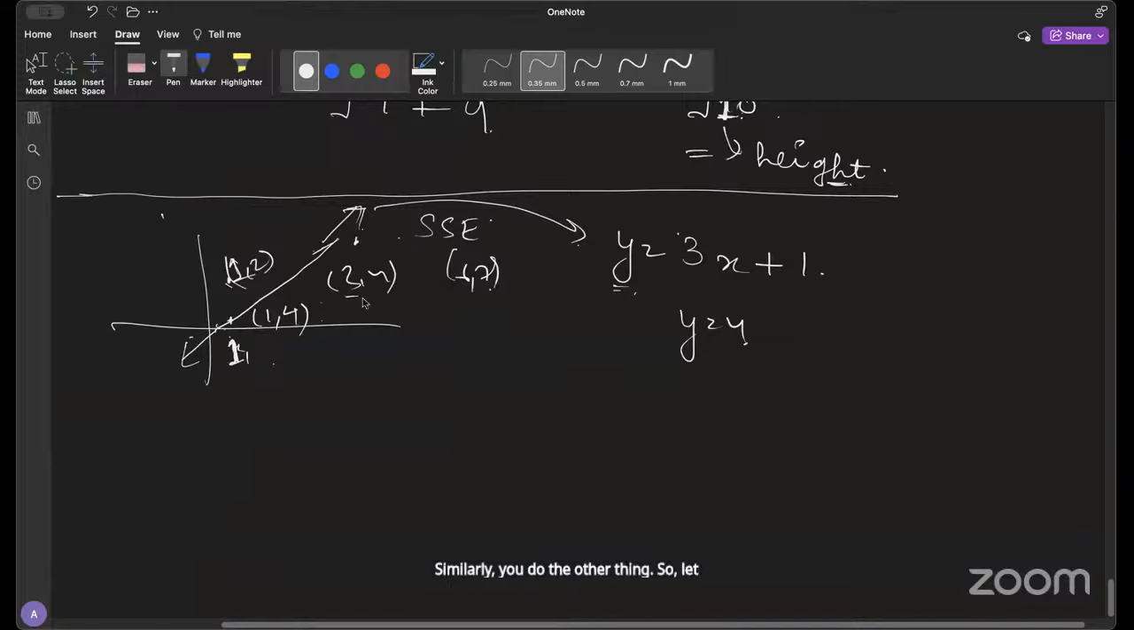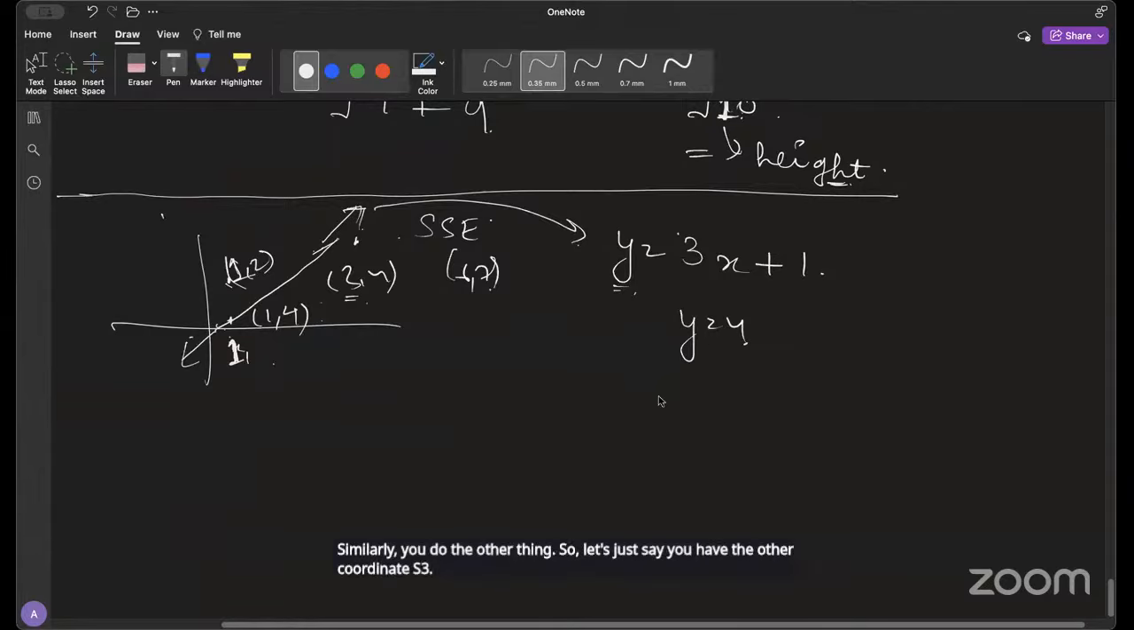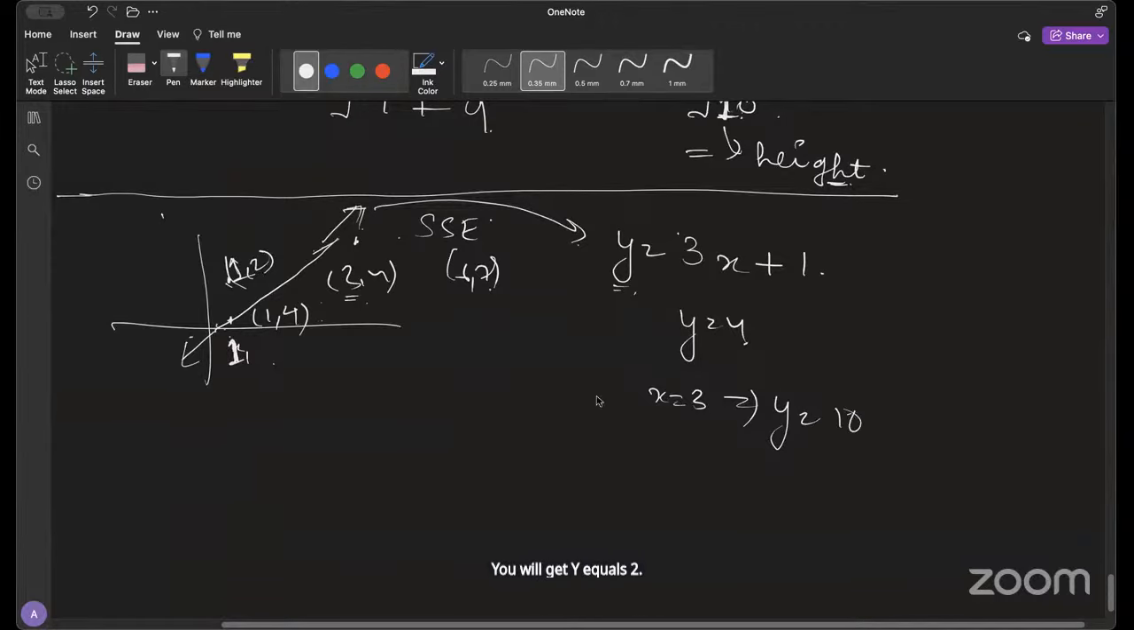Similarly, you do the other thing. So let's just say you have the other coordinate as 3. So if you put x equals to 3, you will get y equals to 10. So let's say you have 3 here. So the point is here. But what this suggests is, on this line, it will be here, right? The height changes. Height means the y coordinate changes. The x coordinate remains same. That's what you're doing, right? This is 3. This point is 3, 10. So you're changing the height.